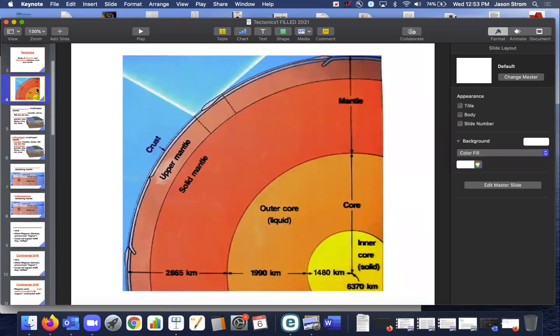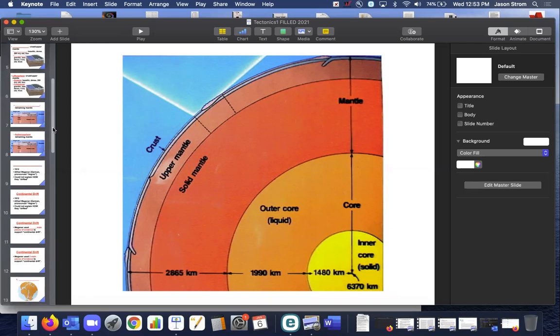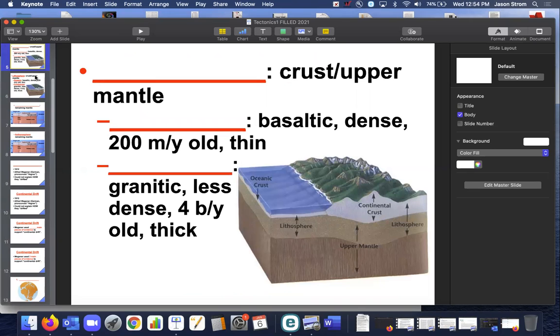Here we just have a little refresher, if you need it, of the structure of the earth, the internal structure of the earth. So with the crust, the mantle, liquid outer core, and inner core. Hopefully that's still something you remember. All right, this next one has some good terms that we'll use and run into quite a bit.